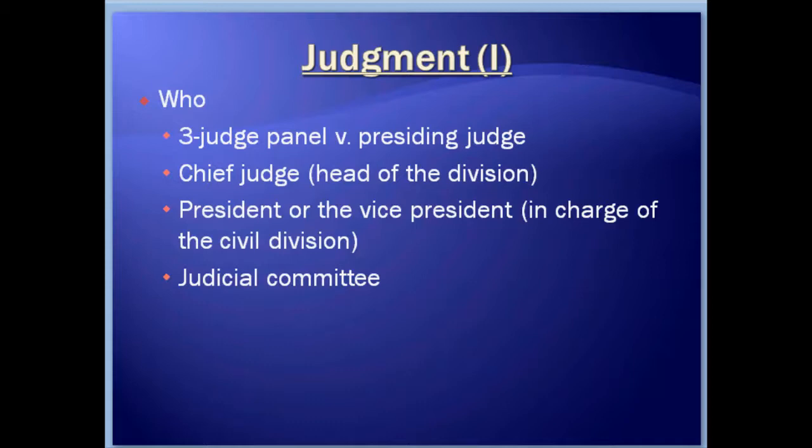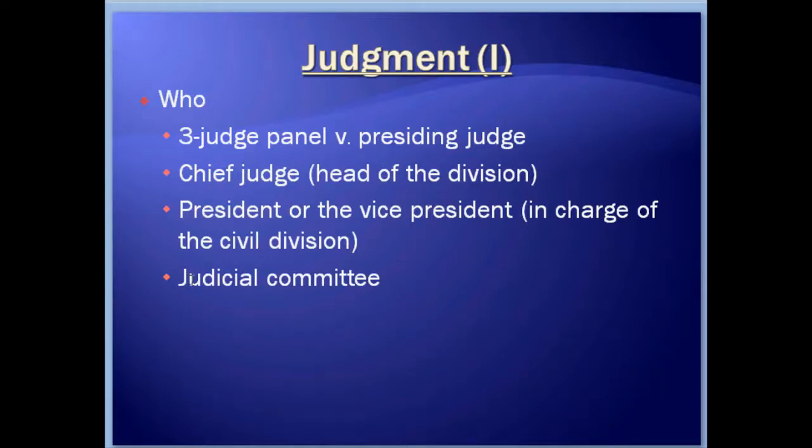The president or vice president of the court: usually there's one vice president especially in charge of civil cases. There is another vice president who is in charge of criminal cases, and then a third vice president who is in charge of civil enforcement. That's the court organization system. And the president is the single chief of the whole court.